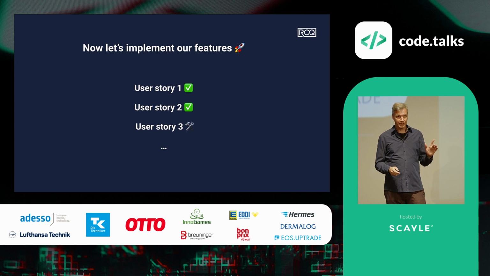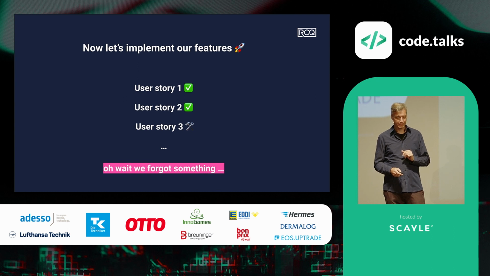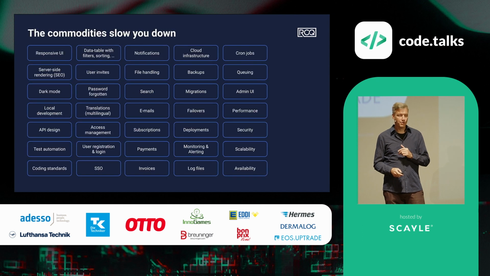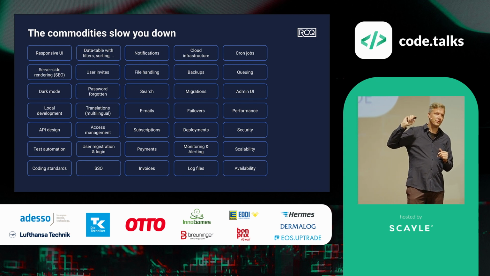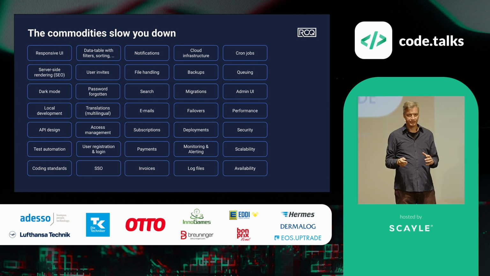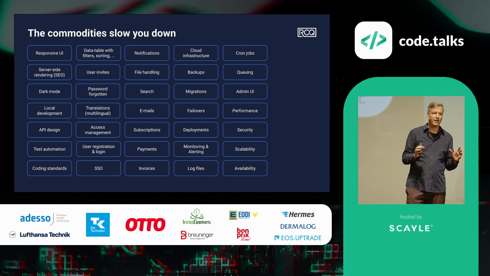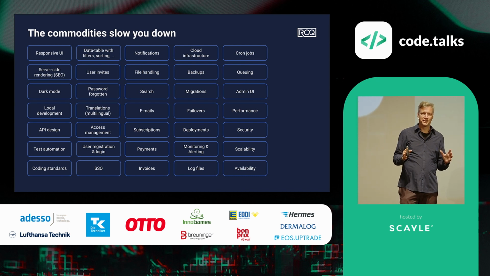But in reality, there is something else that you need to do first, and that holds you back. I call it the commodities. So all these things here, you need to have in mind, you need to realize to build a proper web application. This is not your user stories. This is not what makes your application unique or great. This is just the default stuff, just the things you have to do because people expect it.